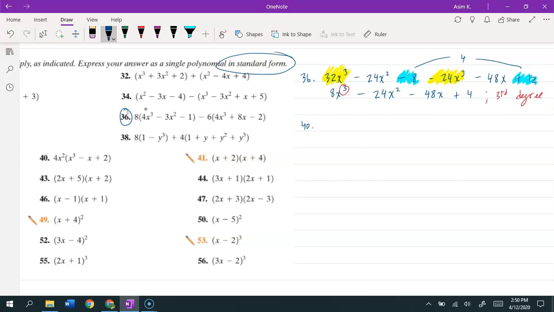Number 40 says 4x squared multiplied by x cubed. So 4x squared multiplied by x cubed is going to give you 4x to the power of 5. 4x squared times negative x is going to give you negative 4x cubed, like this over here. 4x squared times 2 is going to give you 8x squared. And you're done with it. There's not much you can do. You can't combine any terms because nothing has an x to the power of 5, nothing has an x to the power of 3, nothing has x to the power of 2. They're only just one in themselves, right? And so looking at the highest degree, we're going to call this a fifth degree polynomial, right?